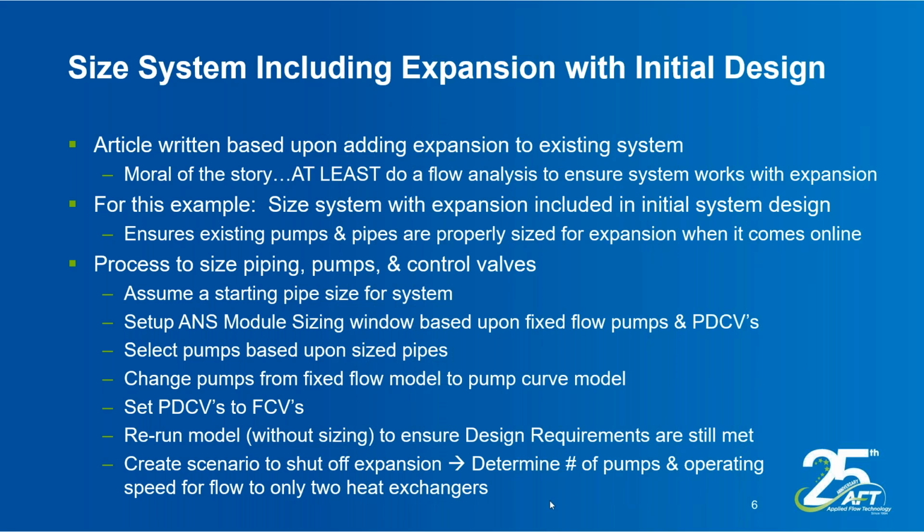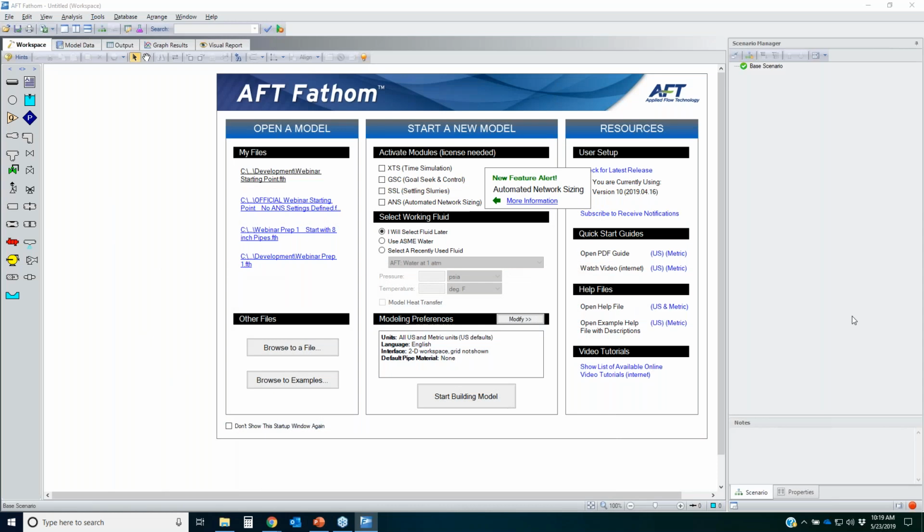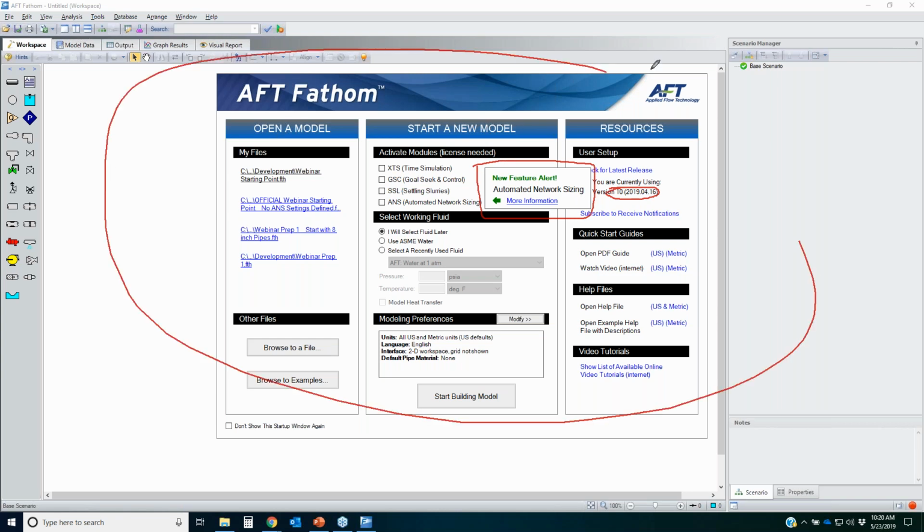All right. At this point, I'm going to go ahead and switch over to AFT Fathom. So if you were to download the latest release of AFT Fathom, which was April 16th, 2019, you're going to see a new box right here in the startup window of AFT Fathom. And this is where you can be flagged for your intention to know where you can turn on the automated network sizing module when you have a license for it. And so this is a really helpful notification. That way you can find out more information on the ANS module.